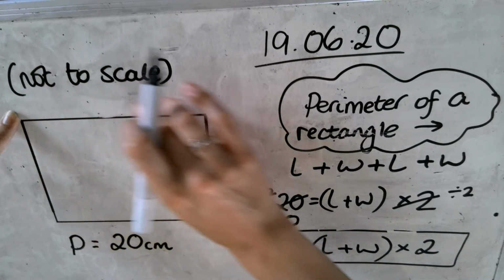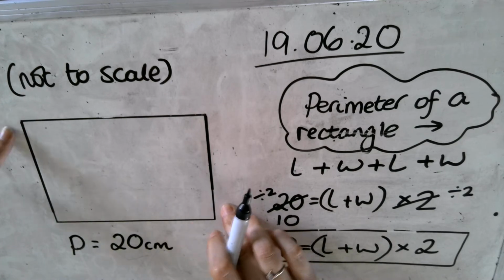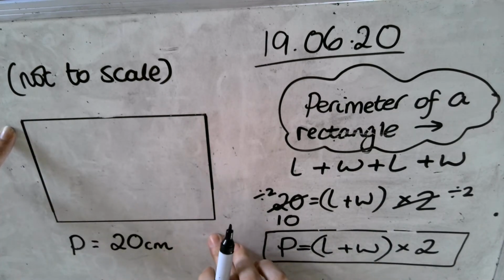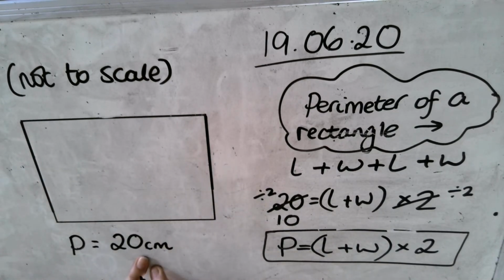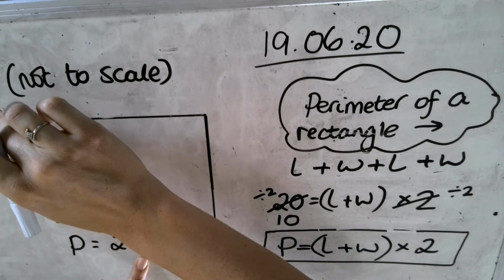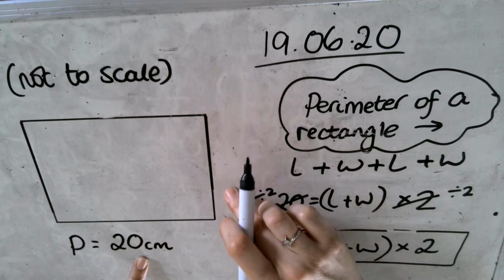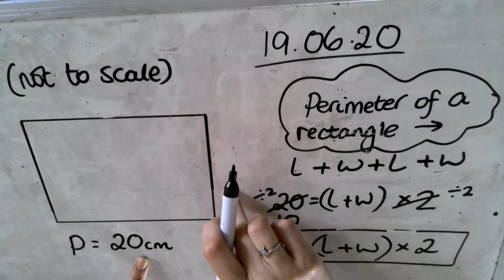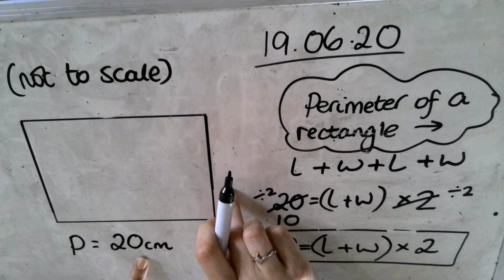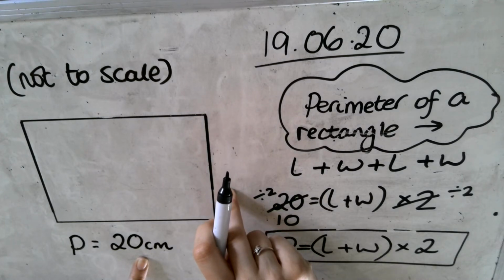Because if this length and width add up to 10, then this length and width add up to 10, and 10 add 10 will give us our perimeter of 20. So what we now need to find out is, if this length and this length is 10, what could those measurements be? So we need to think of two different numbers that add up to 10.